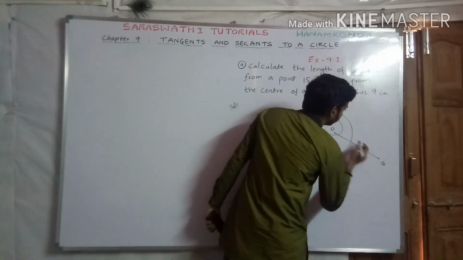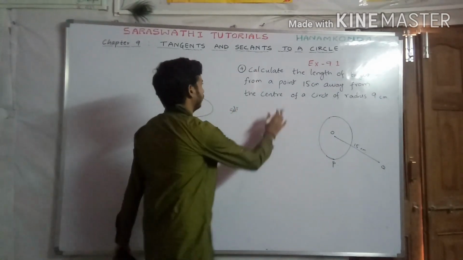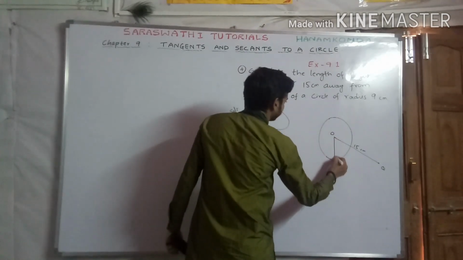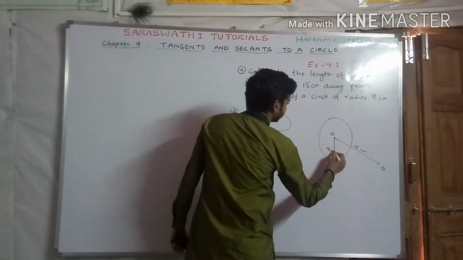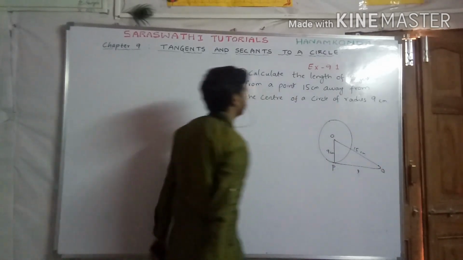That means the distance OQ is 15 centimeters, away from the center of the circle. The radius is given as 9 centimeters, so OP is 9 centimeters. We have to calculate the length of the tangent, that means we have to find the value of PQ.